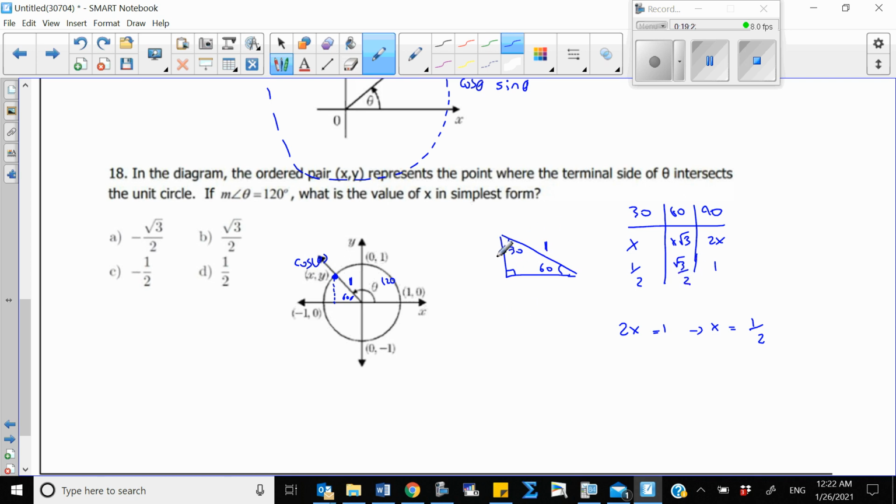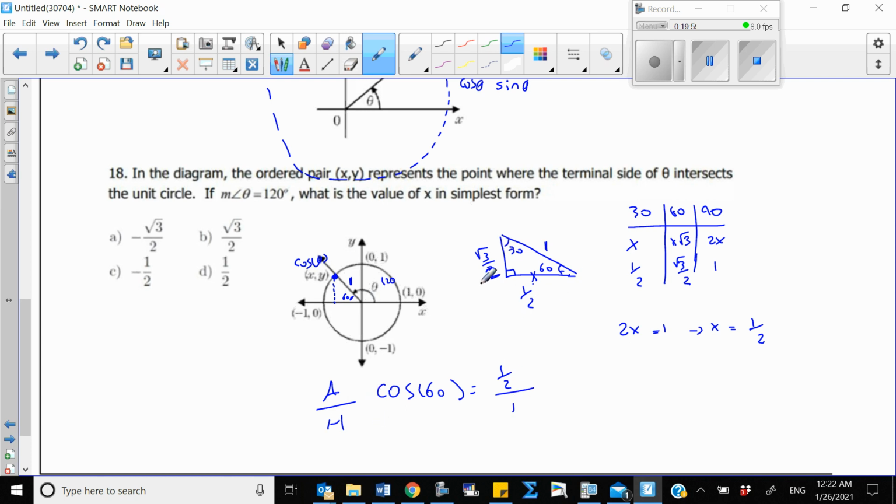Now I'm looking for cosine of 60. It's adjacent over hypotenuse. Adjacent of 60 is this side, which is opposite of 30. It's 1 over 2. And this radical 3 over 2 was opposite 60. So cosine is adjacent, which is 1 over 2, over 1.